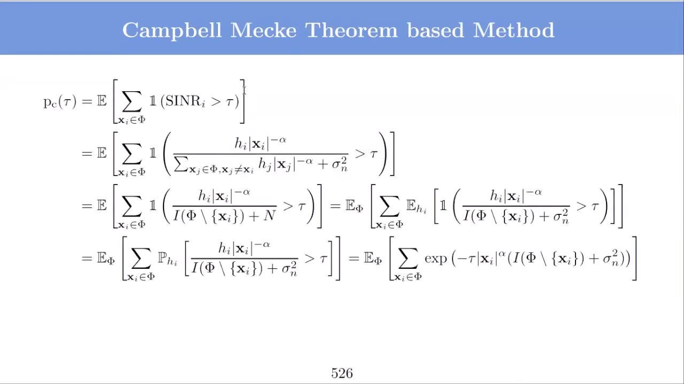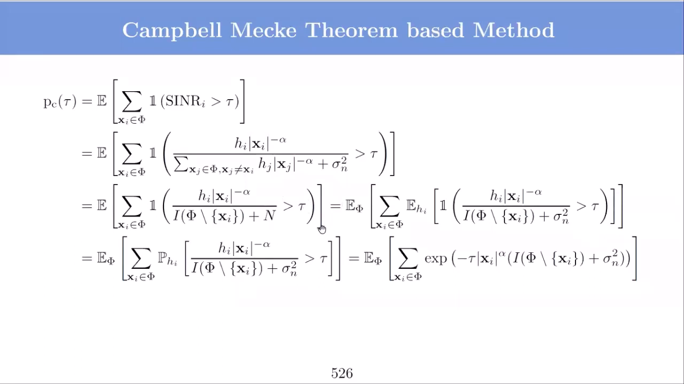So, indicator, let's see how we apply that. The indicator says SINR is more than tau. I put back the value of SINR, which is this. Now if you look at this, this is a function of xi. This is the interference, which is a function of phi minus xi, because in this indicator you take the complete phi but you remove xi, and then plus noise is more than tau.